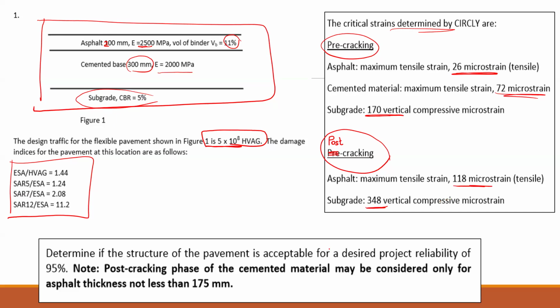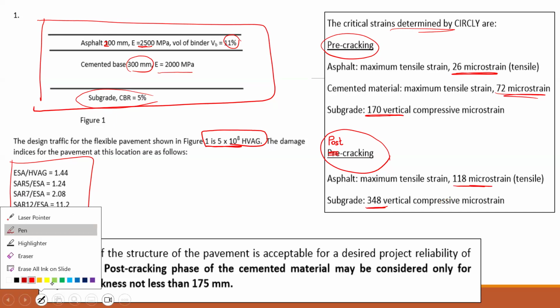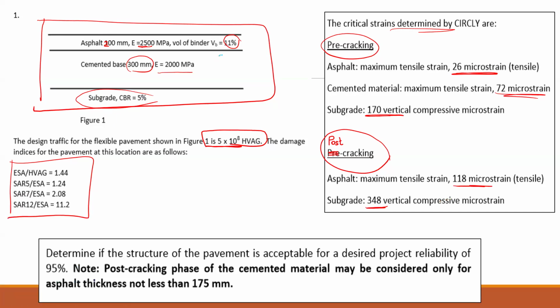So whenever we have a cemented layer, so here we have a cemented layer, if we have an asphalt layer above the cemented layer with more than 170 millimeters, we need to check the pavement for pre and post cracking both. That means your cemented layer will not stay cemented forever. It will crack and it will become an unbound granular layer.